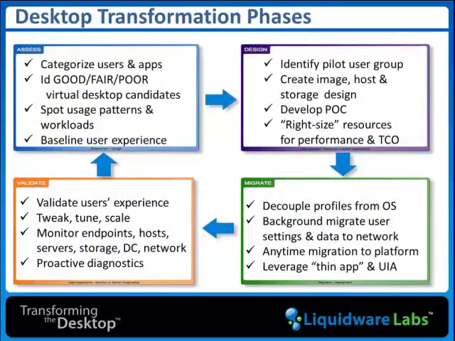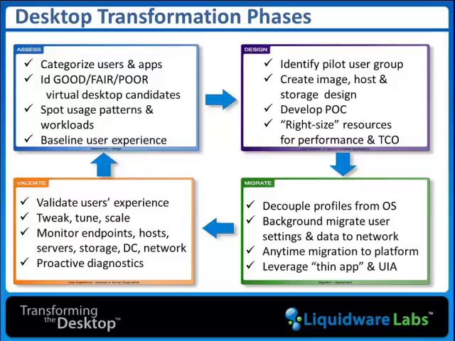Now let's talk about the 4 desktop transformation phases. Now, Liquidware Labs specializes in end-to-end virtualization tools and products, and we're going to talk about those 4 separate categories and areas and why they matter, what products actually implement those, and what phase we're currently in during the course of this presentation. So the first is the assessment piece, and that pertains mainly to Stratosphere Fit, which helps you categorize your users and your apps, identify good, fair, and poor virtual desktop candidates, spot your usage patterns and workloads, and baseline your user experience.